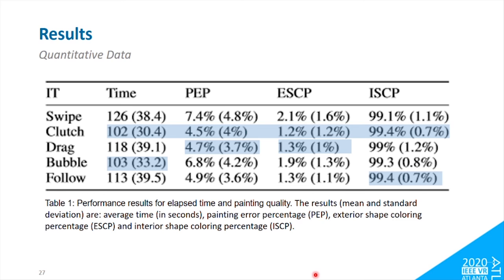Results were in favor of the clutch technique, which took the lead in the quantitative results. Second places were distributed between the rest of the interaction techniques, except for swipe. This presents the average value and the standard deviation in parentheses for all the interaction techniques and collected quantitative data. We ran a statistical analysis and found significant differences between several combinations of the techniques. For further information, please consult the paper.